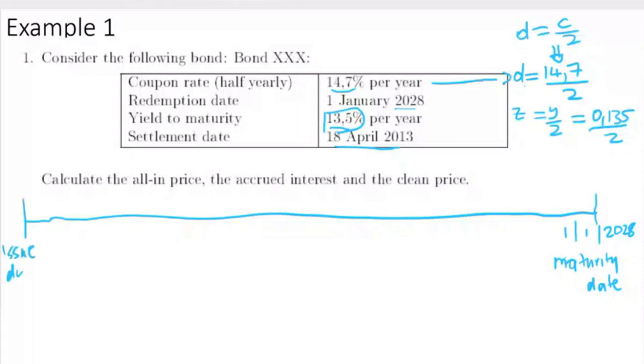So on your issue date, what is it that you know? Somewhere there was a settlement date. There were coupons that were sold. That is somewhere here. I'm just going to put this so that I can have a nice visual representation of what is happening. This is 18th of April. I need the year, which is 2013. Now I need to get my half yearly periods. Let me see how I can get them, because I need to get the next coupon date.